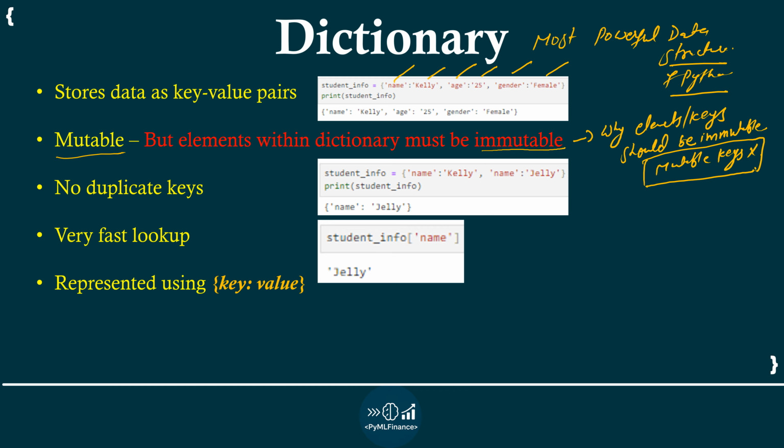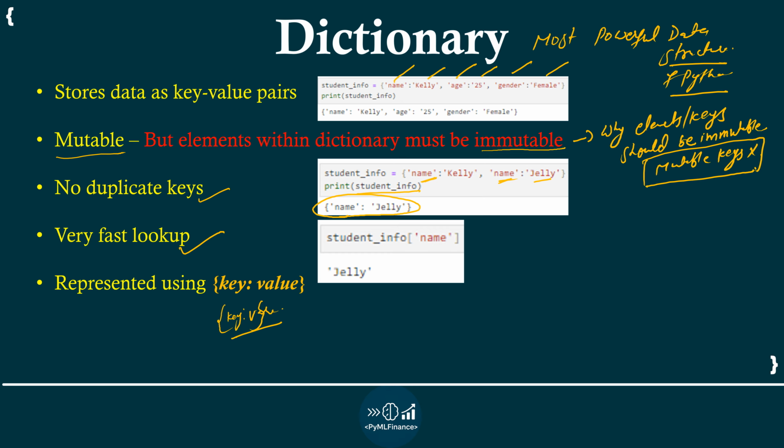Now, no duplicate keys, so there cannot be multiple identical keys. For example, you can see here I have given two same keys with different values, and if you print the dictionary, you have only the last key value pair within the dictionary. The lookup or the checks are very fast, and it is represented using curly braces with key colon value.